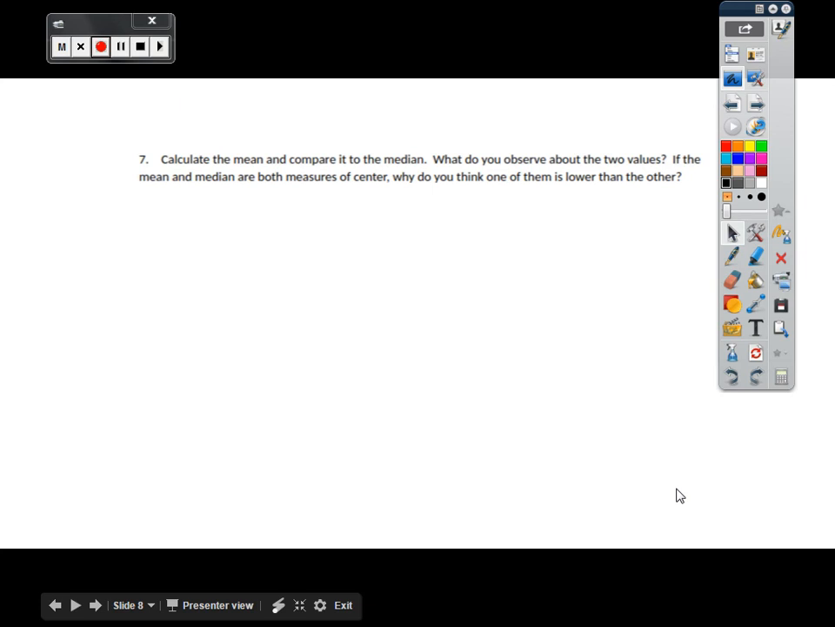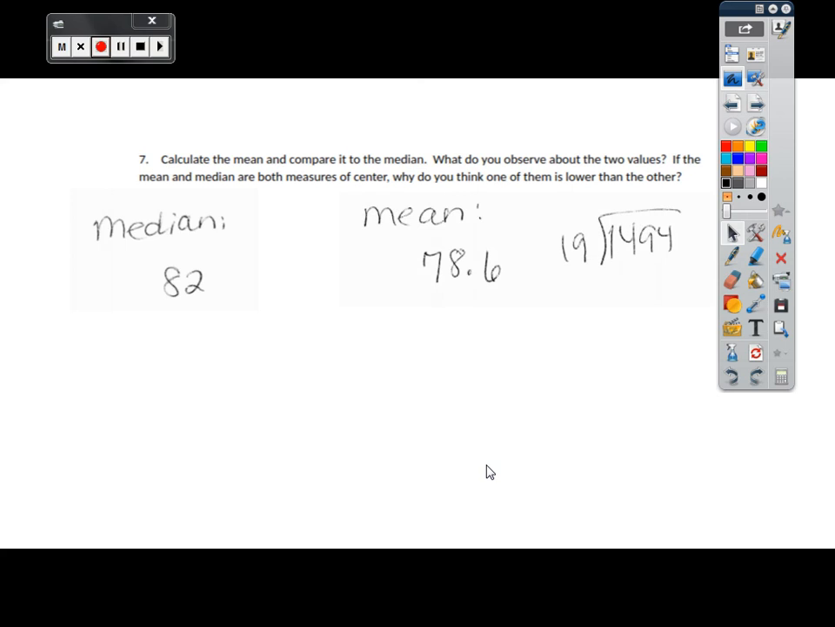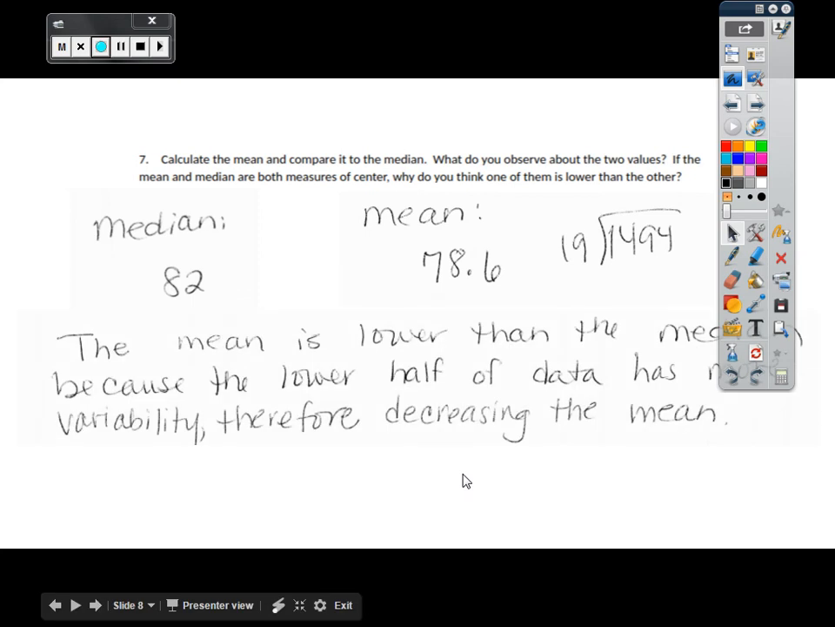Calculate the mean and compare it to the median. What do you observe about the two values? If the mean and median are both measures of center, why do you think one of them is lower than the other? The median is 82. When you add all of the numbers together for the mean, you should have gotten 1,494. When you divide it by the 19 French fry bags that were counted, you should round your mean to the nearest tenth, which is 78.6. The mean is lower than the median because the lower half of the data has more variability, therefore decreasing the mean.